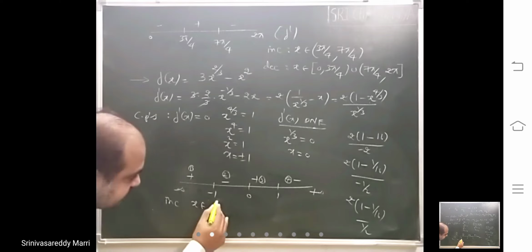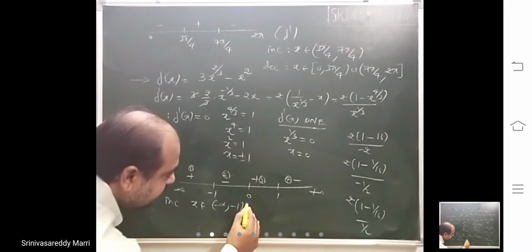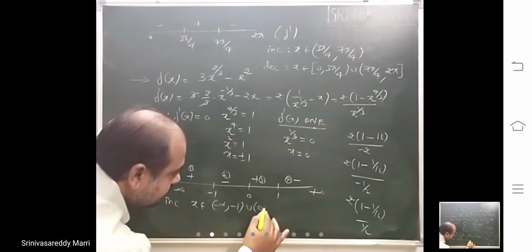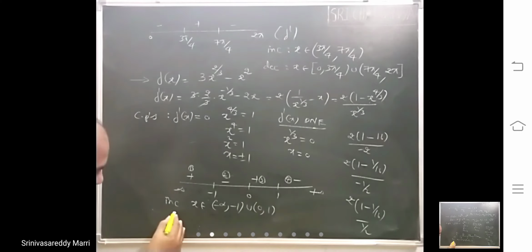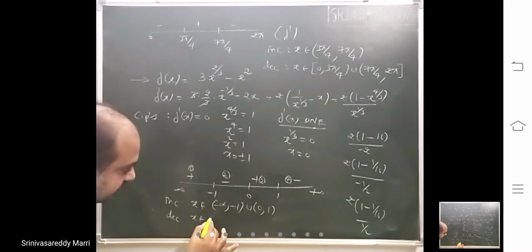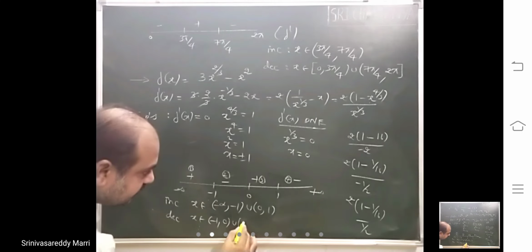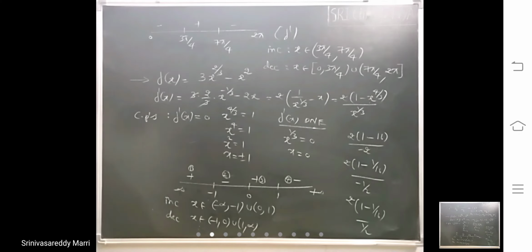Positive intervals: minus infinity to minus 1, union 0 to 1. It increases in this interval. Where does it decrease? It decreases in the interval minus 1 to 0, union 1 to infinity.